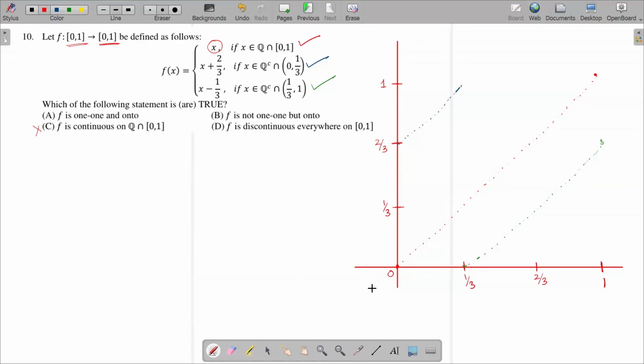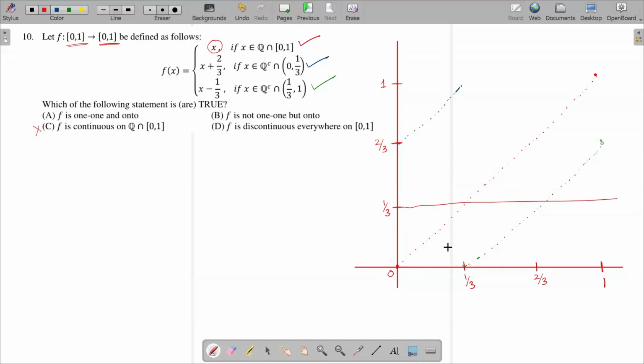Why? Sir, because by the vertical line test, it will have two images. Which two images? Which vertical line? If I take this vertical line, suppose... Sorry, sir, horizontal line. Actually, okay, a vertical line is for checking whether it is a function or not. So if I take a horizontal line, suppose, at which points? Okay, sir, take it at 1 by 3.